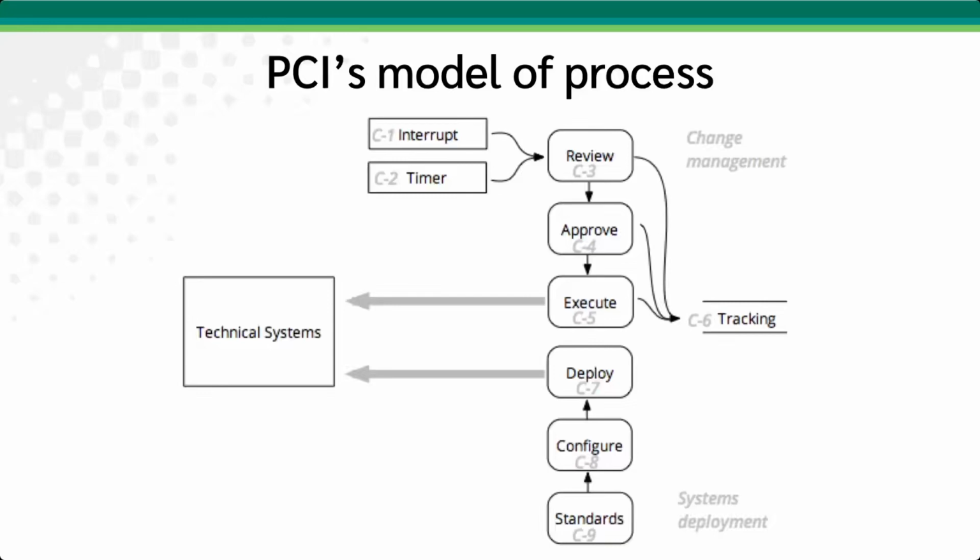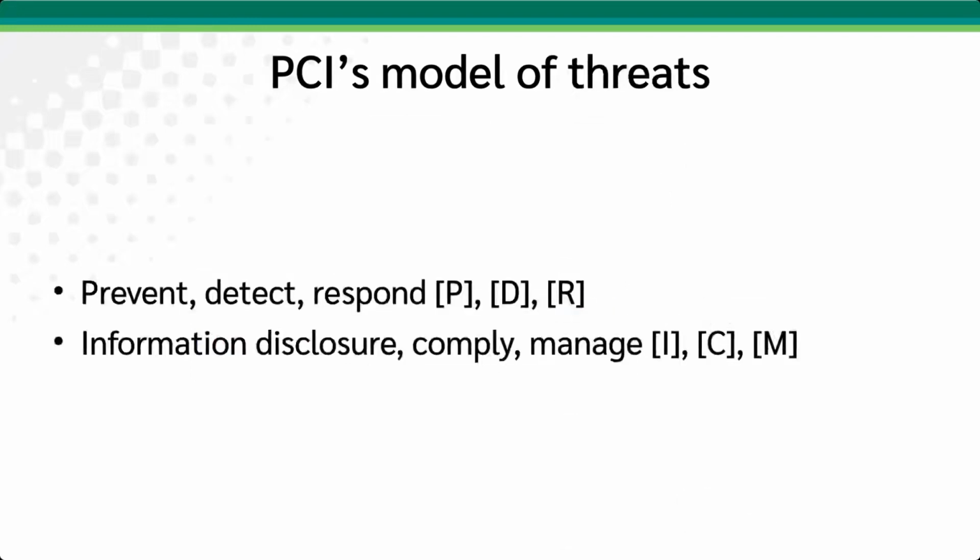Regularly review your firewall rule set. There's a review, there's approval, and there's execution. And all of this feeds into tracking. And their model of system deployment is we have some standards which influence your configuration, which influence your deployment. And all of this feeds into those pesky technical systems which realize the way in which the system is actually deployed.